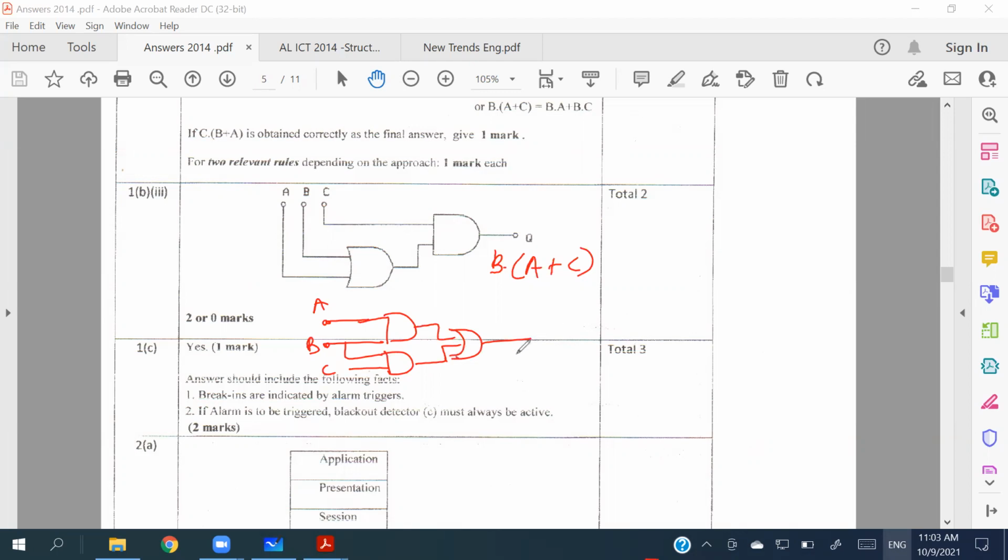Yeah, so that can also be drawn. Right, so any of the circuits, 2 marks are given. Then the last part, it says the analysis of the past incident where the alarm triggered reveals the break-in attempts have been made only during blackouts. Do you agree with the above statement? Justify your answer. Now, this justification is very easy.